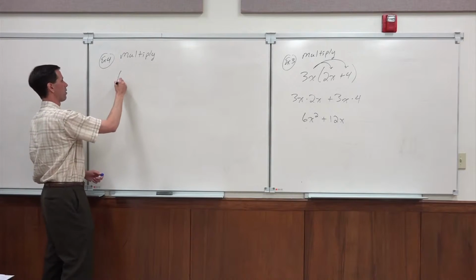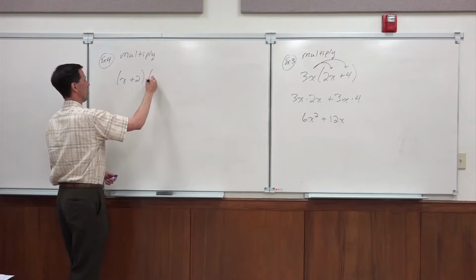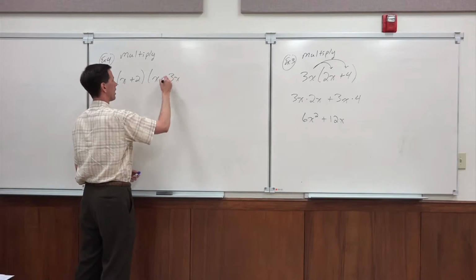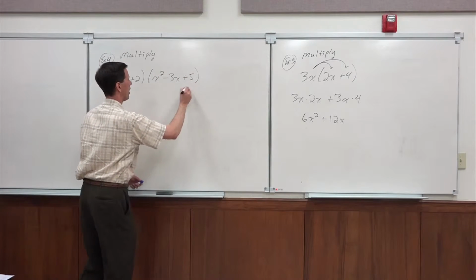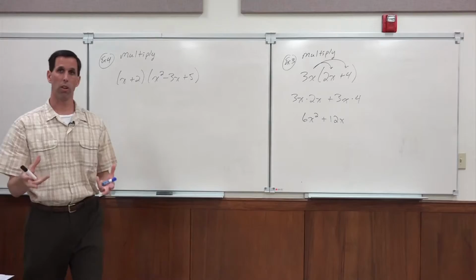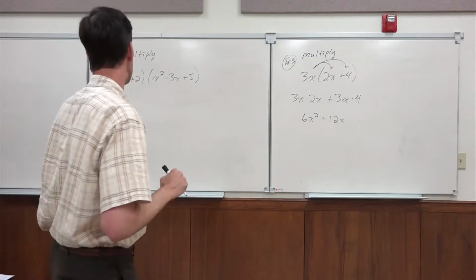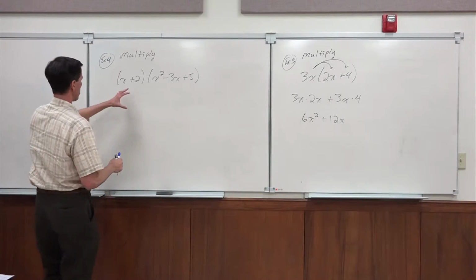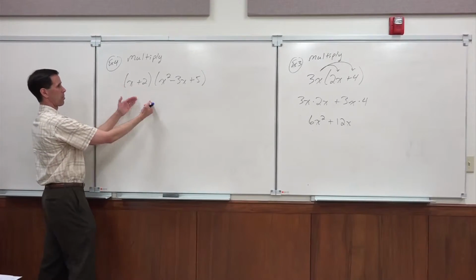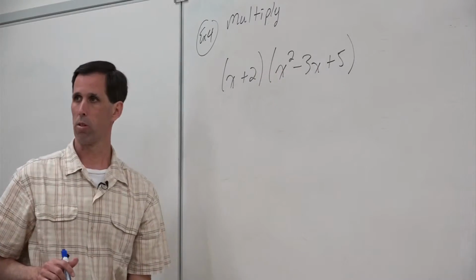What if we had to multiply? What if we had x plus 2 times x squared minus 3x plus 5? All right, so what if we get into some polynomials being multiplied together? This is an example of a binomial times a trinomial. What you need to make happen is we just need to make sure we multiply both parts of this binomial times all 3 parts of that trinomial.